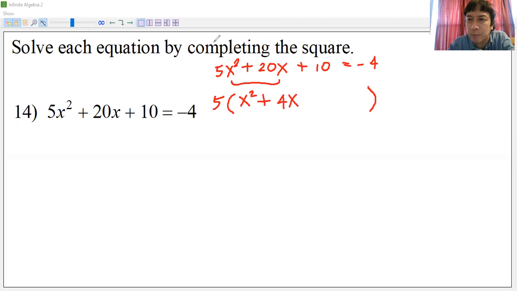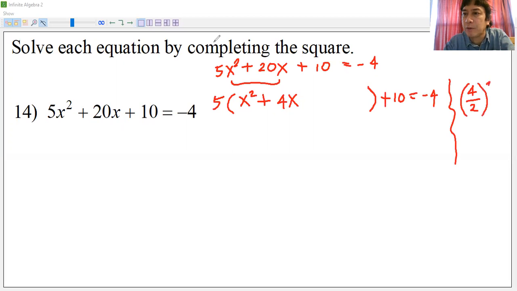And then we continue by the plus 10 equals negative 4 there. All right. Now, what's the number to be added? We will start now with the familiar expression x squared plus 4x inside the parentheses. Start with the 4. And then you divide by 2. That's the coefficient of the first degree. And then you square it. Remember, it's always divide by 2, then square it. That's the way to get the number to be added to complete the square.